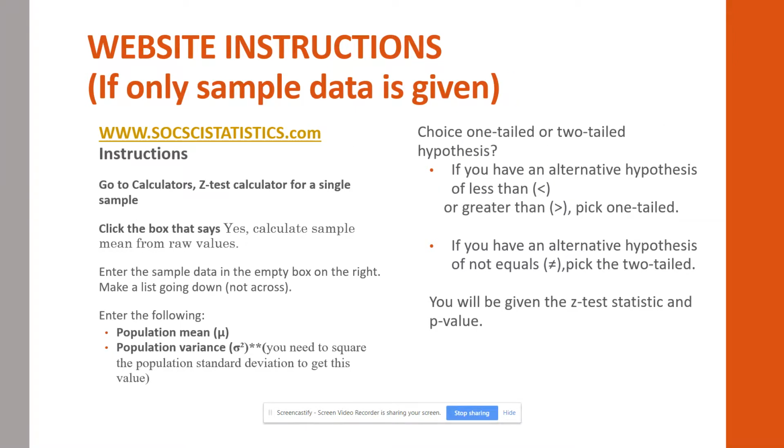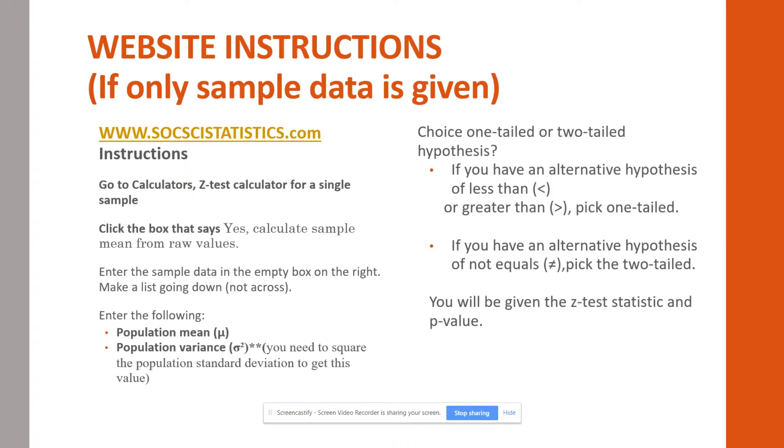If you have data, then you go to Calculators, Z-test, Calculator for a single sample. Click the box that says yes, calculate sample means from the raw data. And then what you're going to do, enter the sample data in the empty box on the right. Make sure the list is going down and not across. Then you're going to enter the population mean again, and then you're going to have to enter the population variance. Remember, you need to square the population standard deviation to get this value.